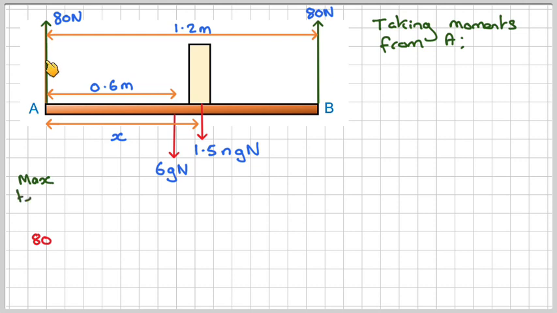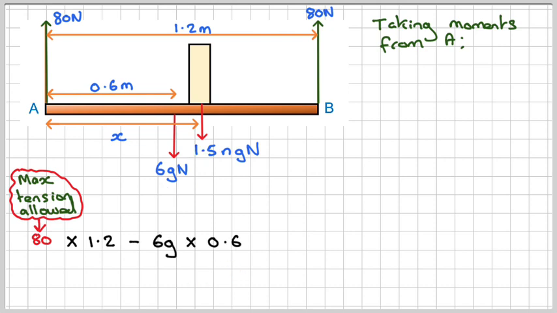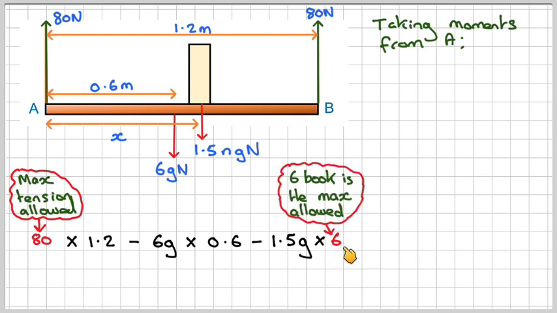So taking moments about A, we don't have to bother with the force at A. We put 80 in because that's the maximum tension allowed, times 1.2. Going the other way, we're going to have 6g times 0.6, and then 1.5g times 6. It's 6 because we've just worked out that 6 is the maximum number of books allowed, times x, which is what we actually have to find. So what we have to find is this distance here.